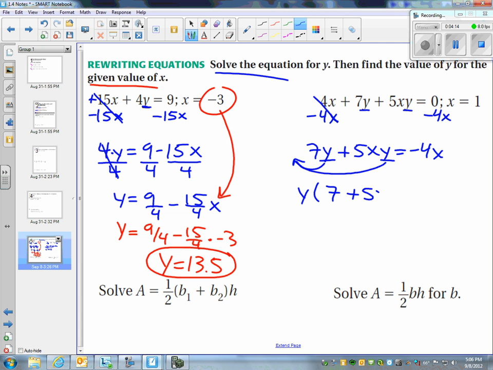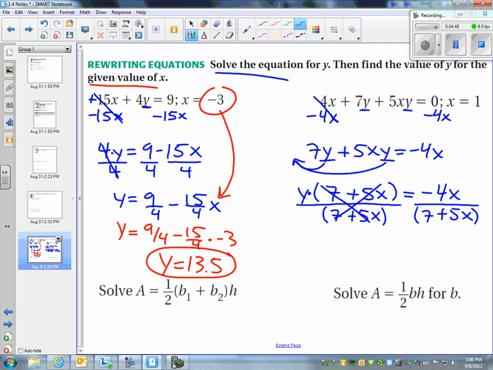So we're left with 7 plus 5x. Because if we did the opposite and distributed that y, we'd end up with 7y plus 5xy, which is what we had before. So it's called factoring, but it's really the opposite of the distributive property. Now this is y times all of this stuff in parentheses. So if we divide by all that stuff in parentheses, we'll get our final answer for the blue part.